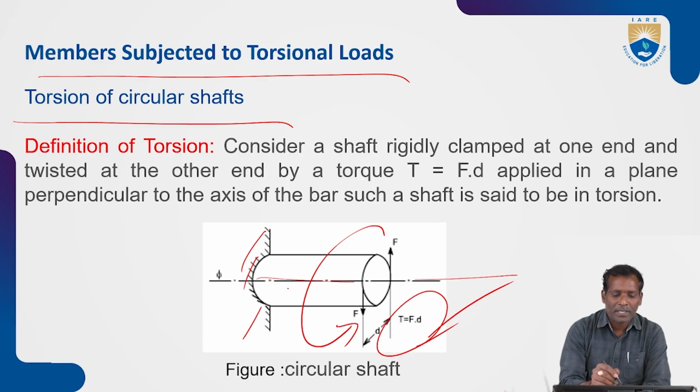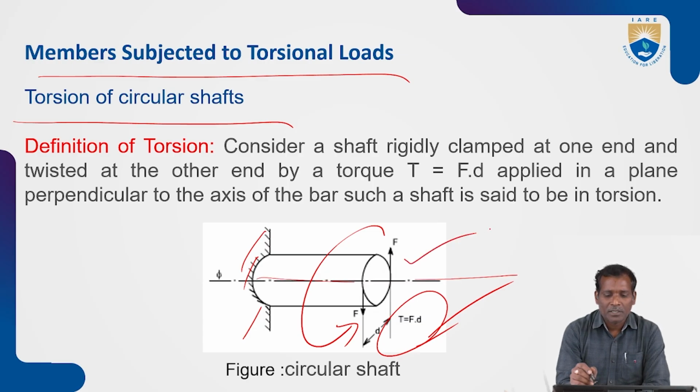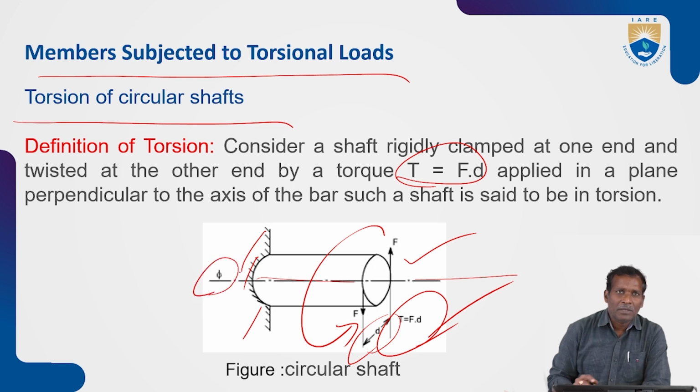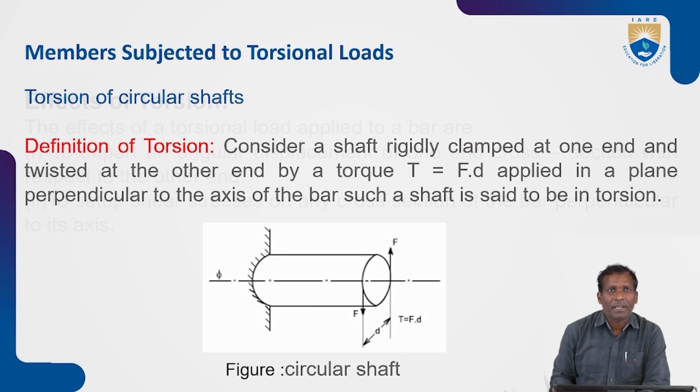So there is a shaft axis here. The applied force F is applied in a plane perpendicular to the axis, and the force multiplied with the distance, the diameter of the shaft, gives us the torque. The torque is force multiplied with the diameter, or the distance from where to where the force is applied. At the same time, you have to calculate the twisting, how much it is twisted, the twisting angle.